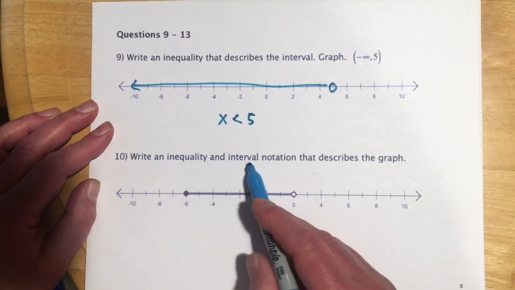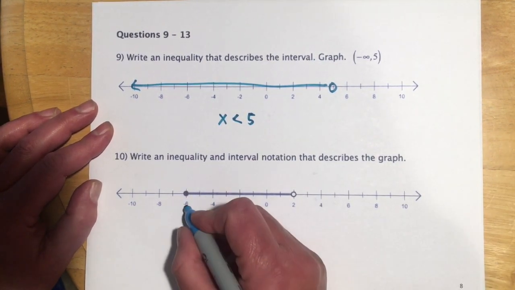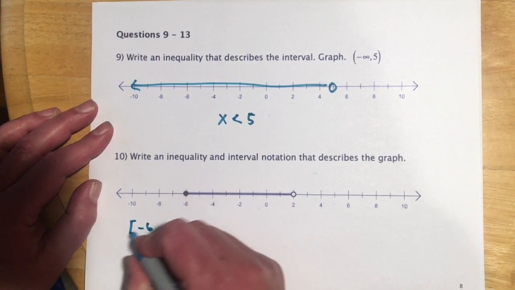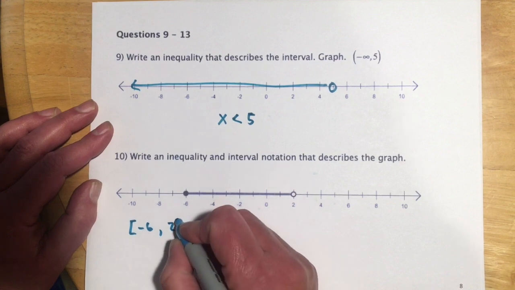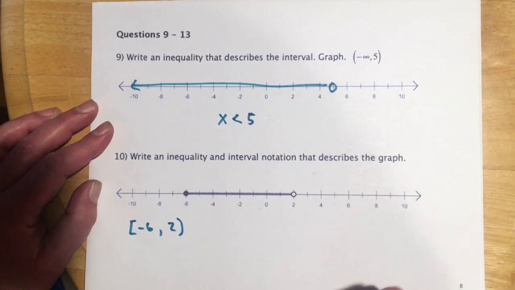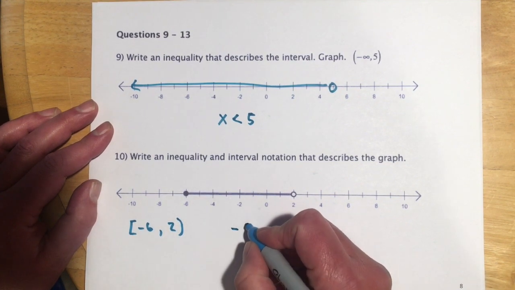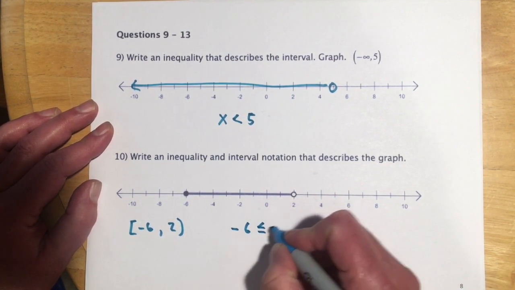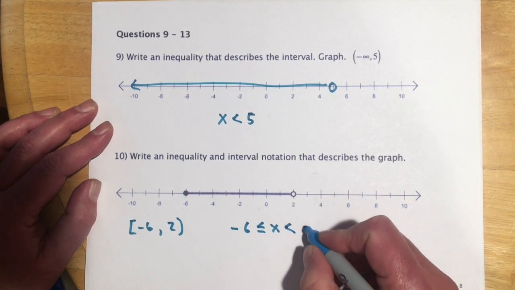This next one, write an inequality in interval notation. So let's see, interval notation, endpoints -6, and that's included, so we use a bracket. And then right hand is 2 with parentheses because of the open dot. And then for inequality notation, this is where we're going. The -6 is going to be less than or equal to x, which is going to be less than 2.